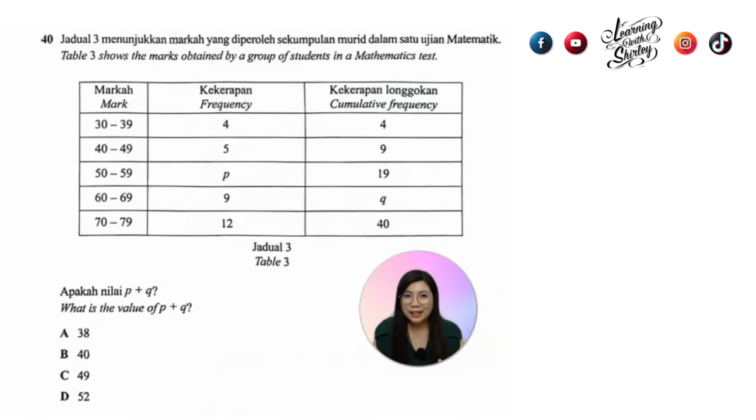Let's look at question number 40. This is the last question of paper 1, Perak paper. Table 3 shows the marks obtained by a group of students in a mathematics test. Frequency is given, cumulative frequency is given, but P and Q are not given. What is the value of P plus Q? Students must know how to calculate cumulative frequency. So here 4 plus 0 is 4. Then 4 plus 5, you get 9.